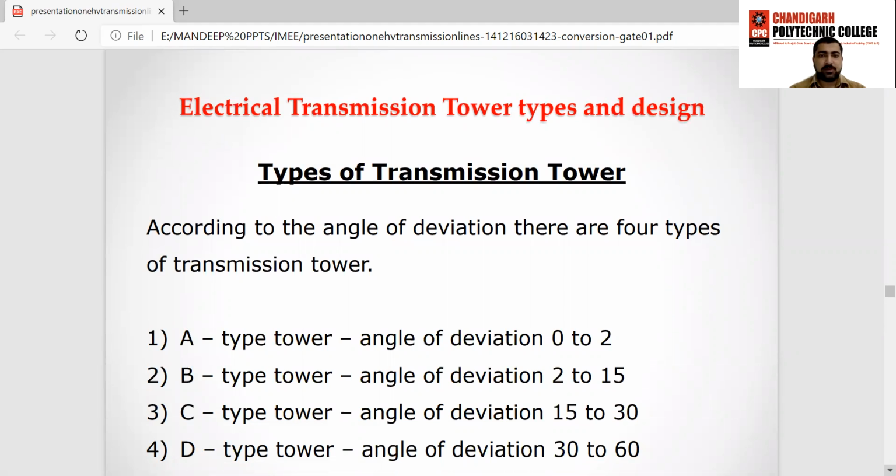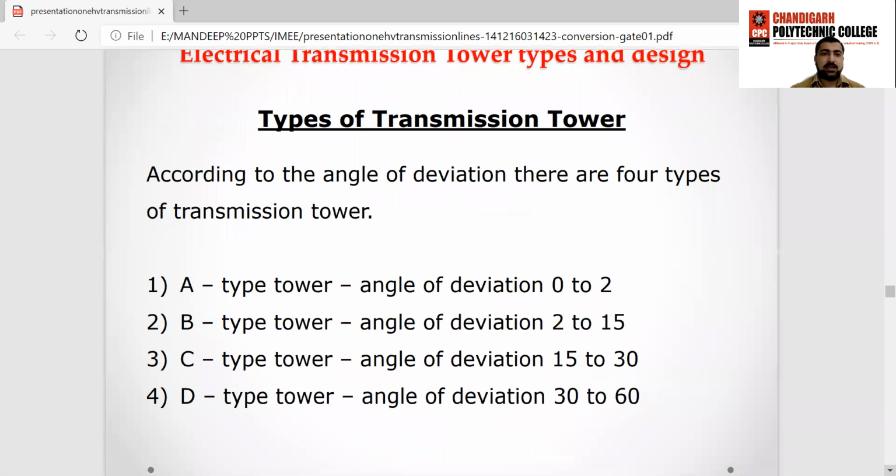According to the angle of deviation, there are four types of transmission towers. The number one is the A-type tower. Angle of deviation is 0 degree to 2 degree. The second type is the B-type tower. In this, the angle of deviation is between 2 degree to 15 degree. The third one is the C-type tower. In it, the angle of deviation is between 15 degree to 30 degree.